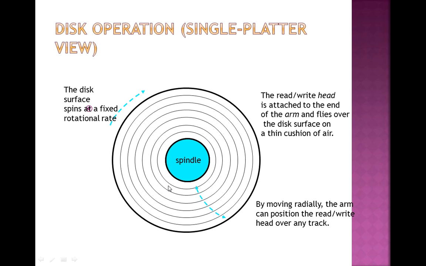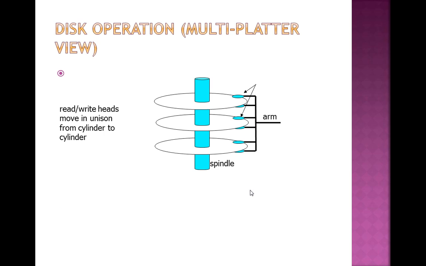That is, first of all, it rotates from right to left or left to right. By moving radially, the arm can position the read-write head over any track. So this moves to the track by positioning the read-write arm on the track. This is the read-write arm. It is moved to the next track, and the next track, and the next track. So it will move across the tracks one by one.